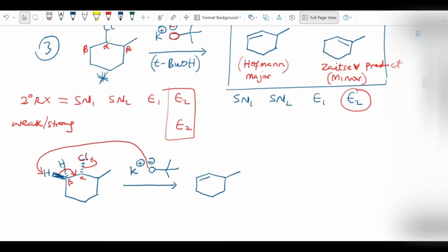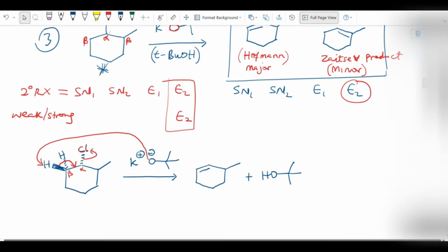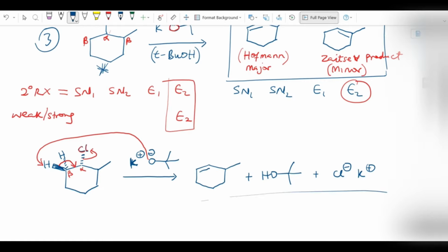Now, when the base pulls off the proton, it will form the conjugate acid of the base. So we're going to have tert-butanol as a byproduct, and then we'll have the leaving group that is kicked out. Of course, the cation will be attracted to the anion. So whenever you draw a mechanism, always show all possible products, both the main product as well as the side product. So let's go on to show how the Zaitsev product is also formed.